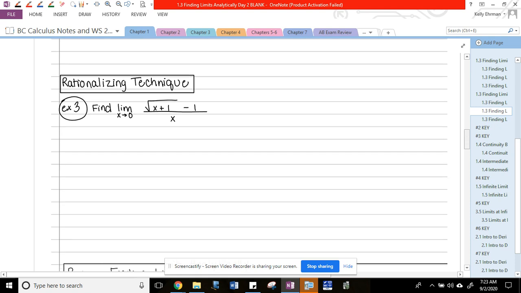The rationalizing technique. So you're used to rationalizing the denominator, but in this case, we're going to have to rationalize the numerator. Why do I have to rationalize the numerator? Because if I plug in 0, I get 1 minus 1 is 0 over 0. So I need to rewrite.